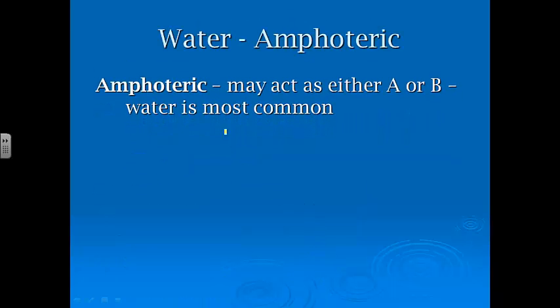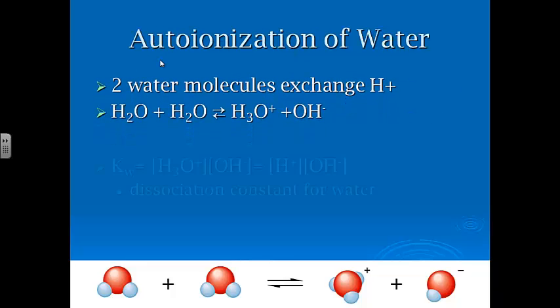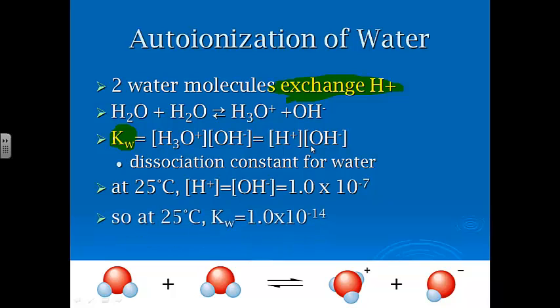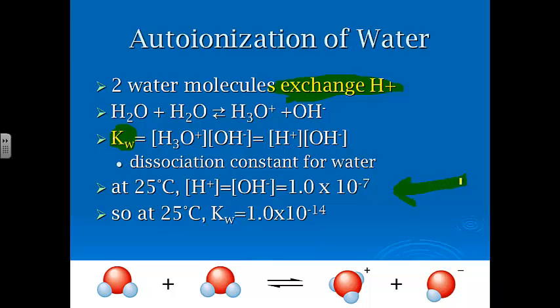All right, water, like we said, is amphoteric. This can be either an acid or a base. All right, and autoionization of water is where 2 water molecules will exchange a hydrogen ion. And this is what's called Kw. Okay, so we've now got Kc, Kp, Ka, and Kw, and this is the dissociation constant for water. At 25 degrees, they're neutral. Okay, and we're going to come back to pH here in just a minute. So at 25 degrees, Kw is 1.0 times 10 to the negative 14th. We're going to use that to our advantage here just in a few minutes.